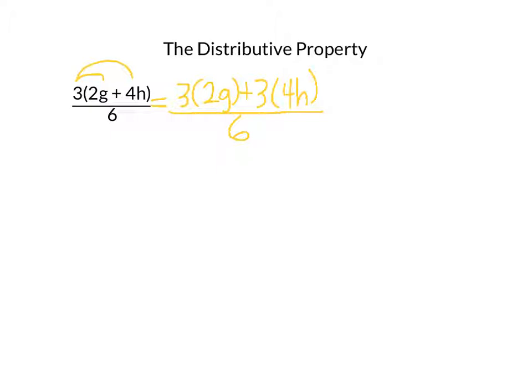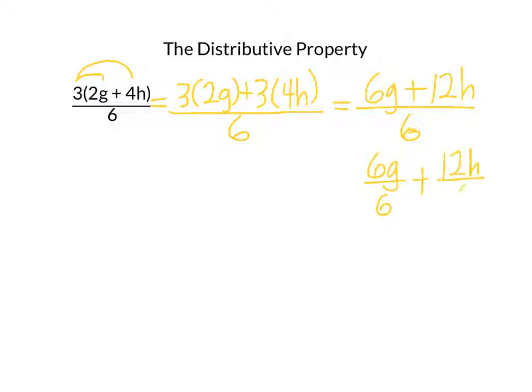It's not that difficult. So when I simplify this, 3 times 2g is 6g plus 3 times 4h is 12h all over 6. And again, we have two strategies to solve this. One is to simply break it up into 6g over 6 plus 12h over 6. And 6g divided by 6 is 1g. We don't usually write the 1, but you can. 12h divided by 6 is 2h. And that will be your answer.